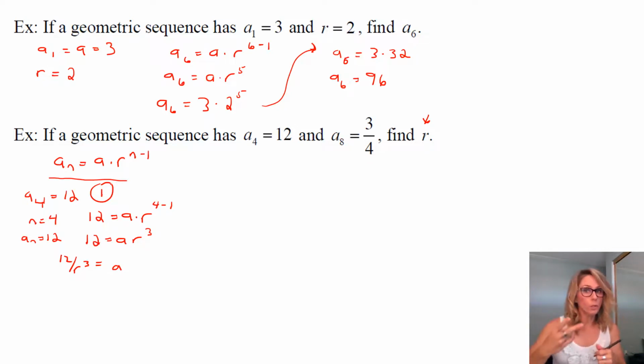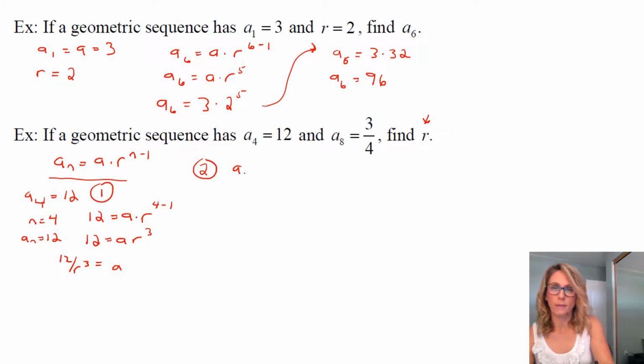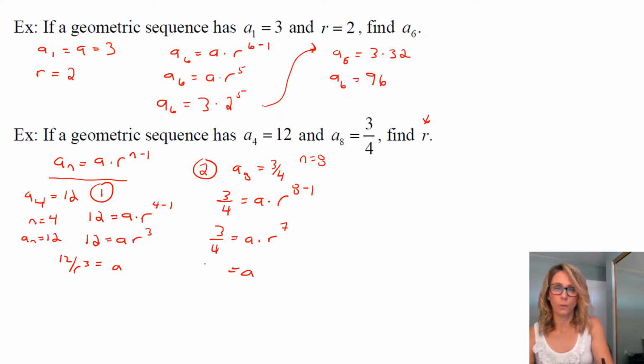variables, two equations. So the second thing, I'm going to do the same exact thing with a sub 8 equaling 3/4. If I put that into my one formula that I have, 3/4 has to equal a times r to the n minus 1. In this case, n is 8, so n minus 1 is 7. So I have 3/4 equals a times r to the 7th. And then I'm going to do the same thing. So a equals 3 divided by 4r to the 7th.